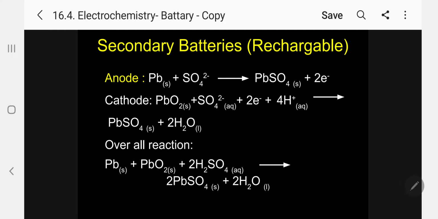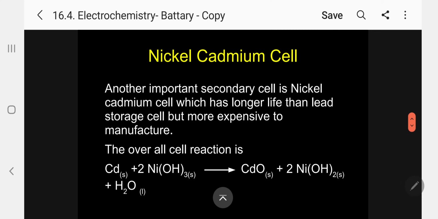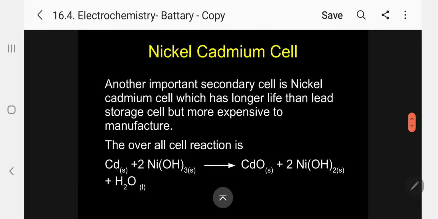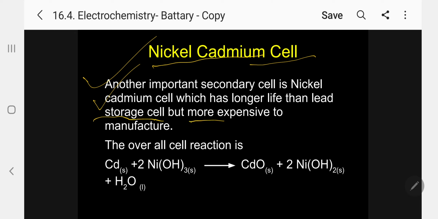Kindly follow. Now the next cell is the nickel cadmium cell. Another important secondary cell is called the nickel cadmium cell, which has a longer life than the lead storage cell, but is comparatively more expensive to manufacture.